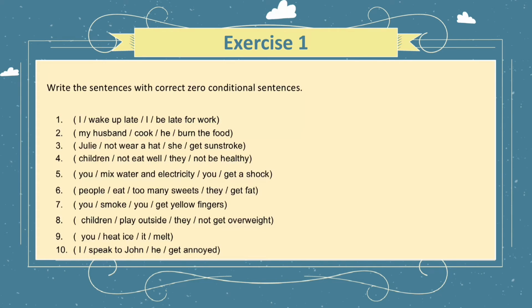Number 6. People eat too many sweets, they get fat. The answer, if people eat too many sweets, they get fat. Number 7, you smoke, you get yellow fingers. The answer, if you smoke, you get yellow fingers. Number 8, children play outside, they not get overweight.